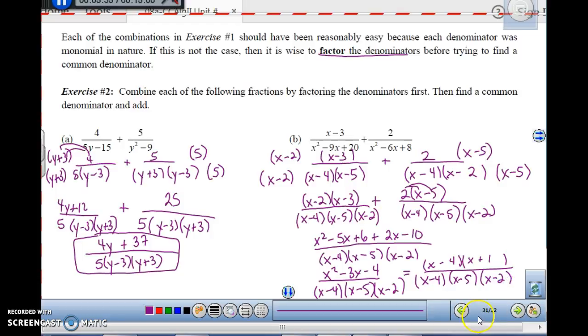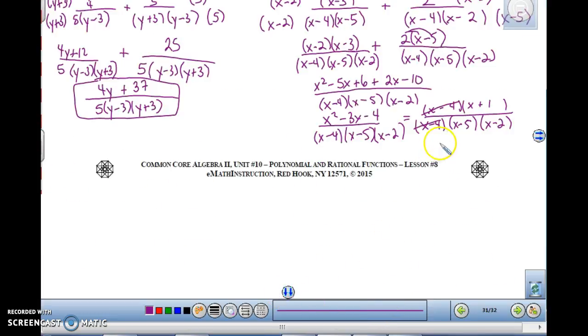All right, do you see anything in common? How about the x minus 4s? They will cancel out. So your final answer for this will be x plus 1 in the numerator over x minus 5 times x minus 2. Now, you can leave it like that, or you can multiply out the denominator and get the trinomial, but it's fine to leave it like that. So this is your final answer right here. So if you can cancel something at the end, cancel it out.